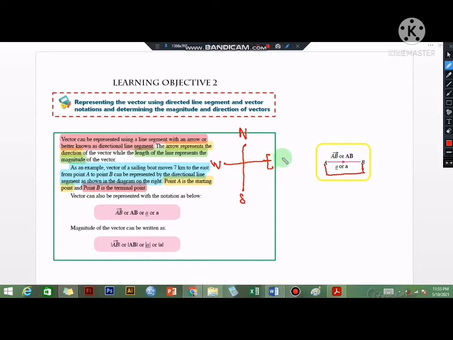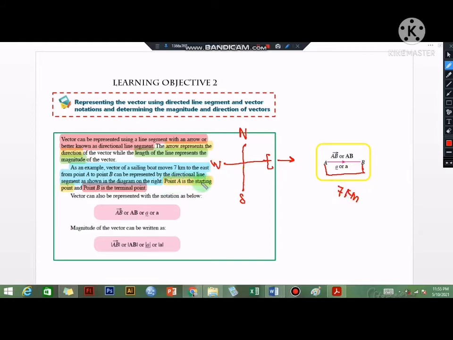So to the east means to the right. This one to the right. Okay, with 7 kilometers, from point A to point B, this is represented by the directional line segment. The length from A to B is 7 kilometers. Okay, now look at this one.